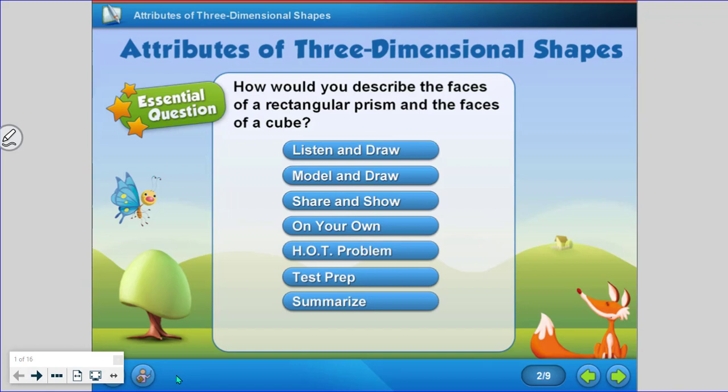Hello, boys and girls. Today we're going to be working through lesson 11.2 for our Geometry and Fraction Concepts chapter.